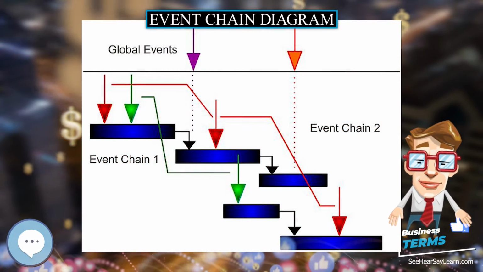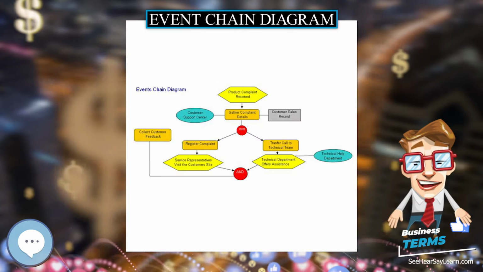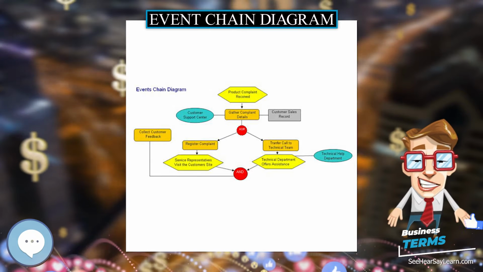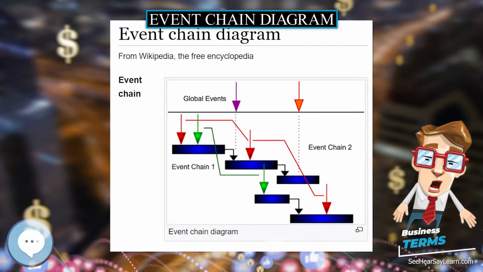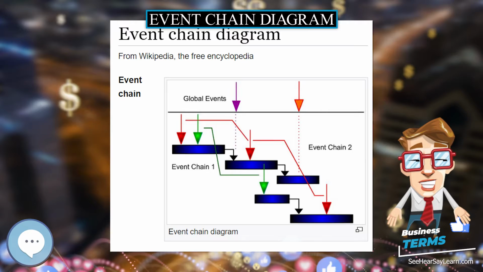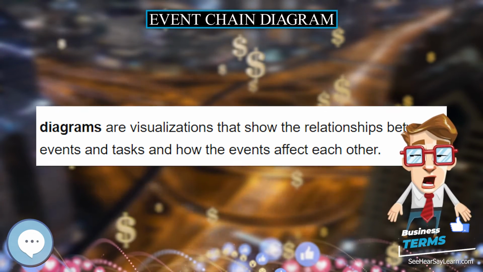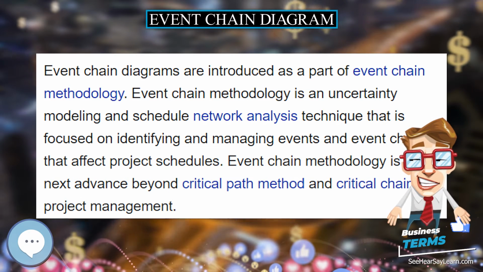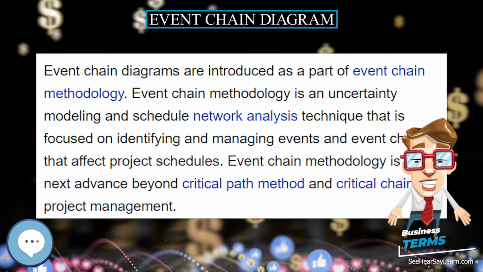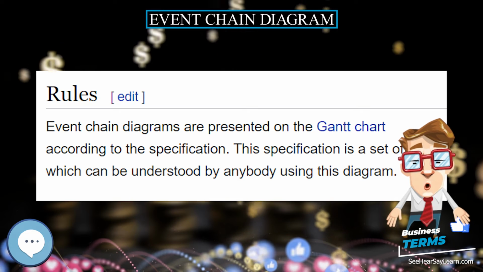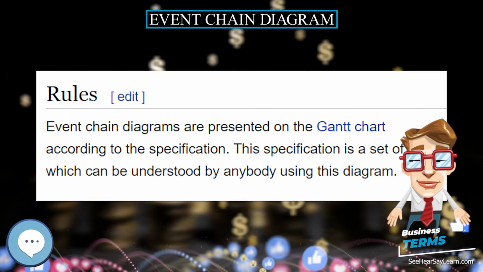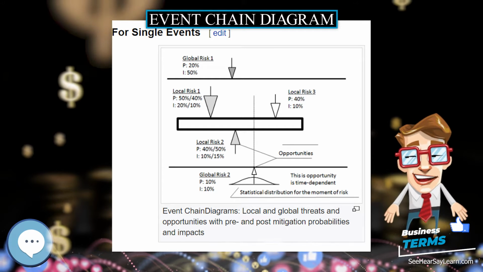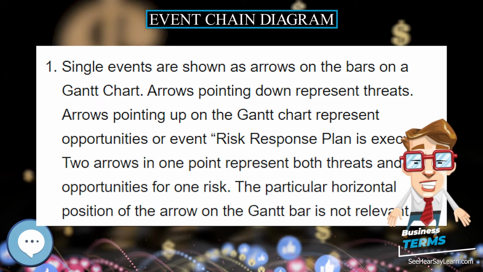Event chain diagram. Event chain diagrams are visualizations that show the relationships between events and tasks and how the events affect each other. Event chain diagrams are introduced as a part of event chain methodology. Event chain methodology is an uncertainty modeling and schedule network analysis technique that is focused on identifying and managing events and event chains that affect project schedules. Event chain methodology is the next advance beyond critical path method and critical chain project management.